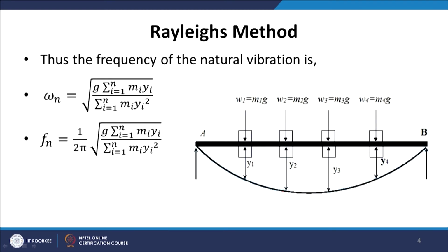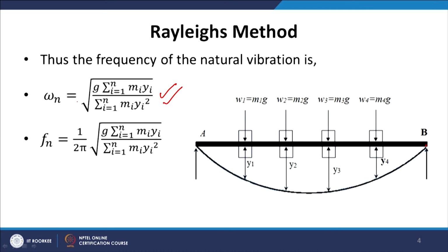So that expression we can write. Here we can see this is a horizontal shaft, and we have the deflections y1, y2, y3. So we can find the frequency of the natural vibration, because the frequency of the natural vibration is the critical speed. If the shaft is rotating at a speed that is equal to the natural frequency or natural speed of the shaft or rotor system, then this is the critical speed.